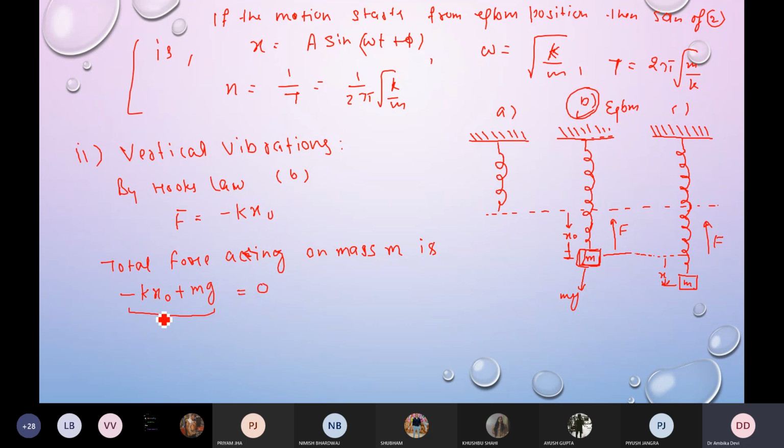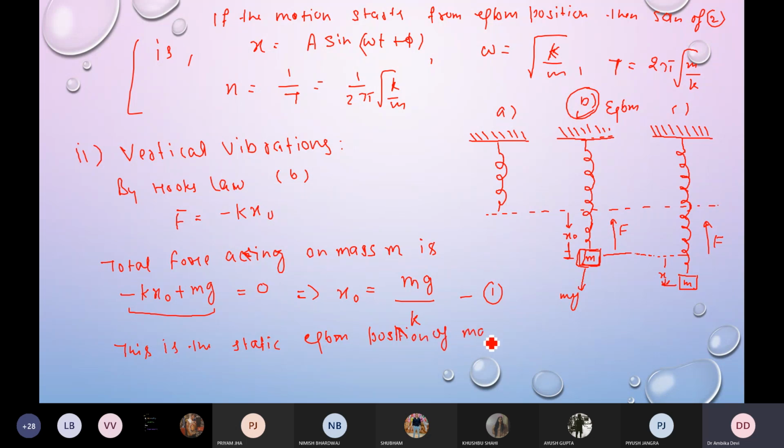Okay, so this means the total force acting on the mass m must be equal to 0 in the equilibrium position, which further means that you can find the value of x naught from this equation. So x naught is equal to mg upon k. Let's say this is equation number 1. This is the static equilibrium position of mass m.